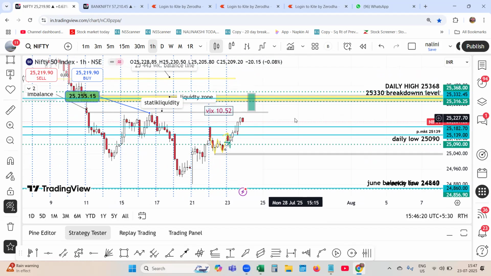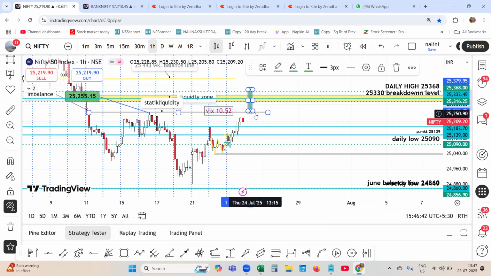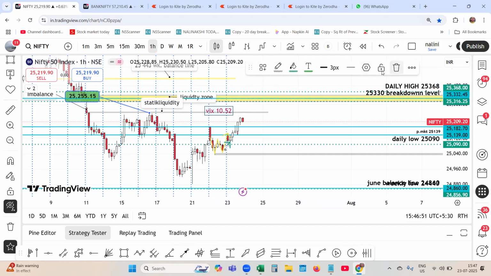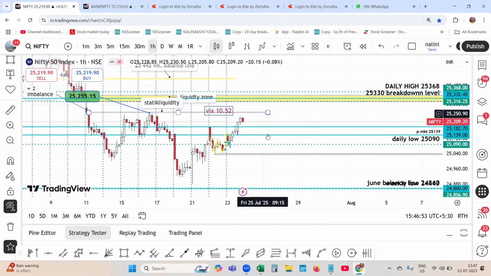But you need to have patience. Immediately, you should not jump into the put option or anything. You should wait for the price action to understand what it is doing. So for example, if it gaps up, this is the level, and this will be the balancing line. 25,301 will become the balancing line for tomorrow. Then anything below 25,301 becomes a reversal zone.